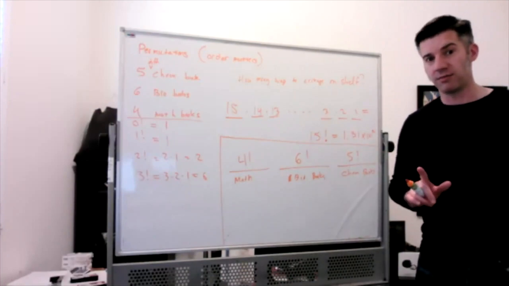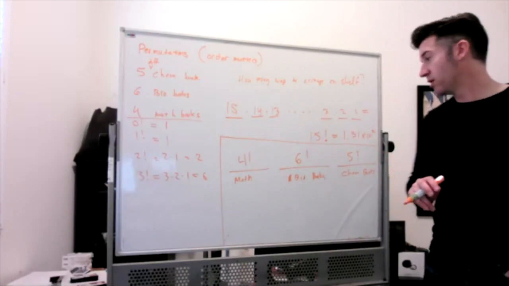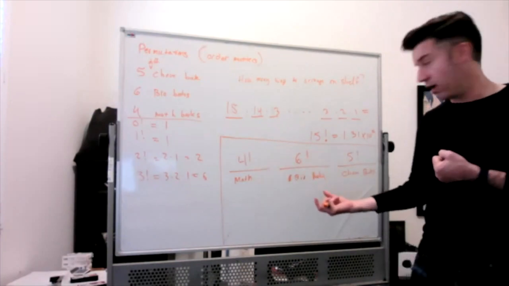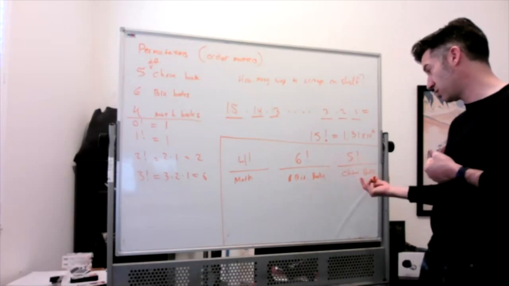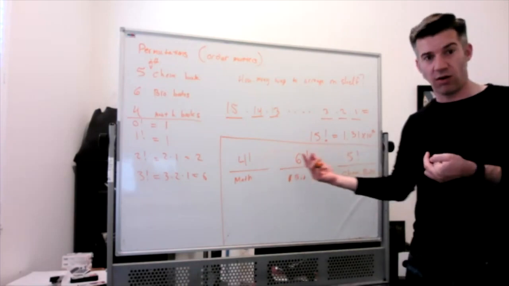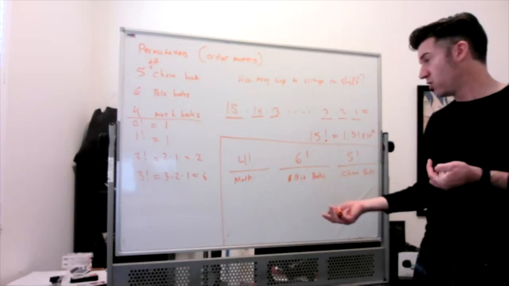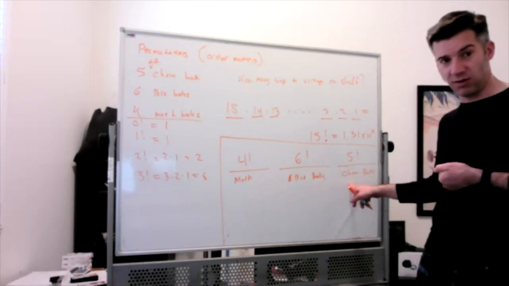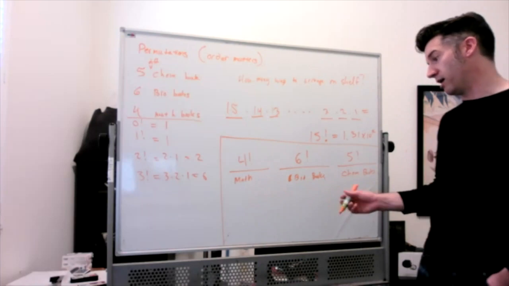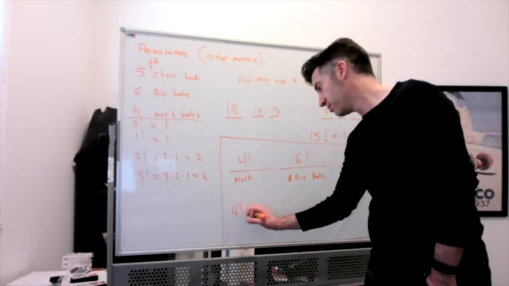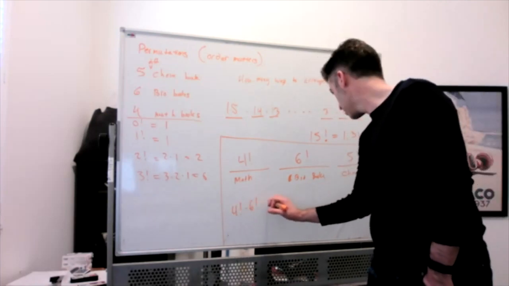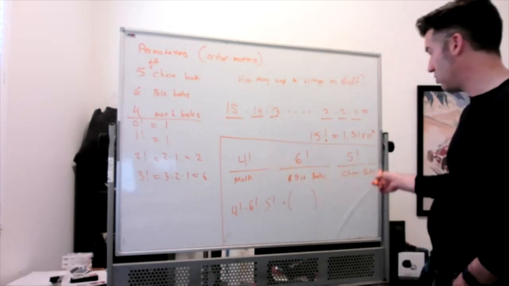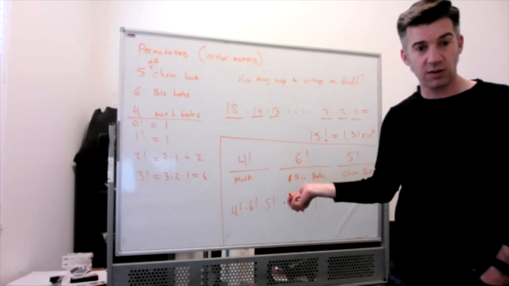Now here's the thing, we're not done. Because if you want all the math books next to each other and all the bio books next to each other and all the chem books next to each other, these are the ways you can arrange each of the books in themselves. But who says math has to be first? Who says bio has to be second? Who says chem has to be third? So the other thing we have to multiply by is how many ways can you actually decide which thing goes first?